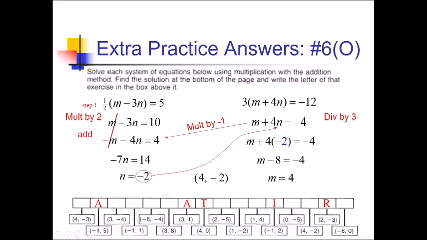So that's going to be right here, and this was problem O, so there's an O right there. And let's go.